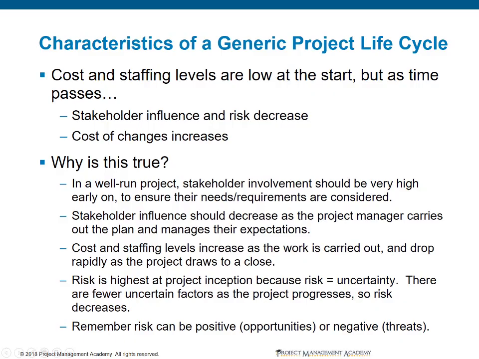Risk will always be highest at the project's inception because risk is uncertainty. So in the beginning, we're going to have primarily risk. However, as we conduct planning and as work proceeds, risk will decrease. Risk is neutral. Risk is just uncertainty. If that uncertainty is inherently positive, we would call it an opportunity. At the same time, if the risk is inherently negative, we would call it a threat.